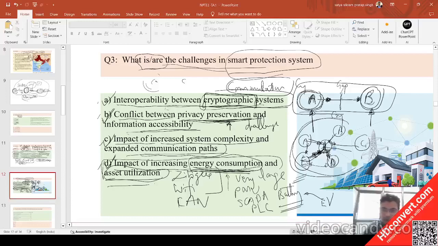Supradev, correct, ABCD. Do you have any doubt? Kumari Madhu, you can ask, open your mic. You can ask in the chat box also, no issue.